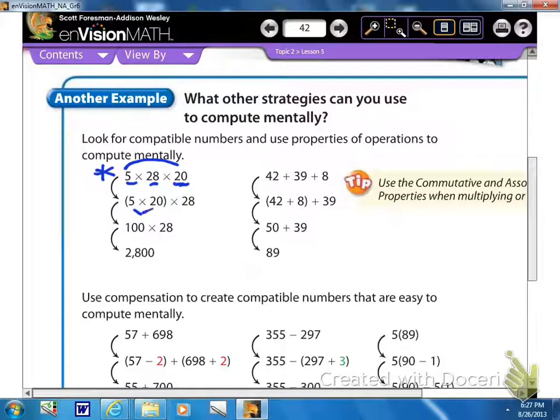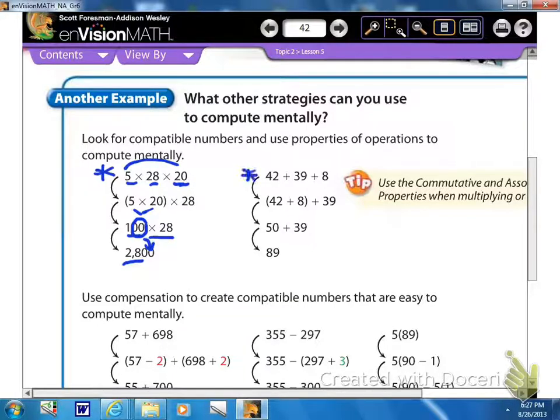So 5 times 20 we know is 100. Then bring down that times 28. Well, 1 times 28 is 28, and then we take those two zeros and bring them down here, and it's so much easier to multiply mentally.